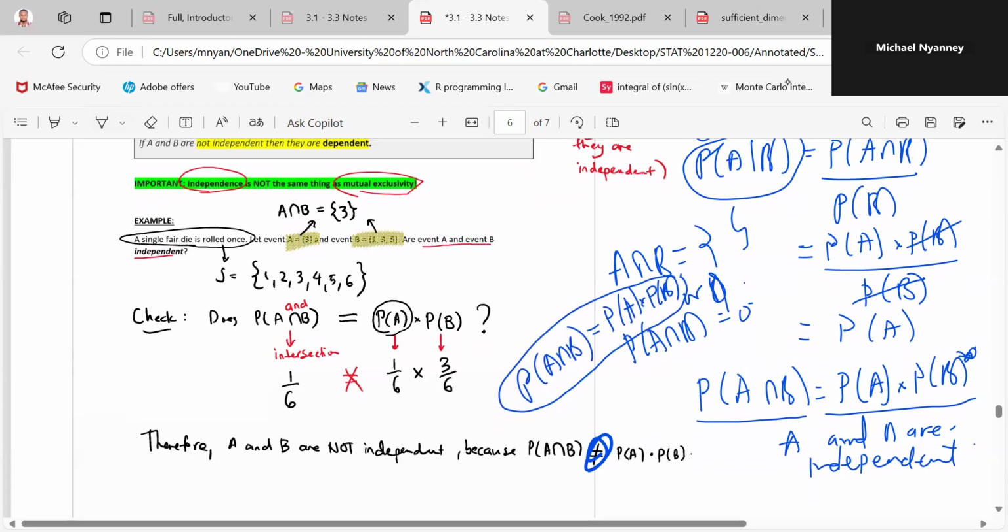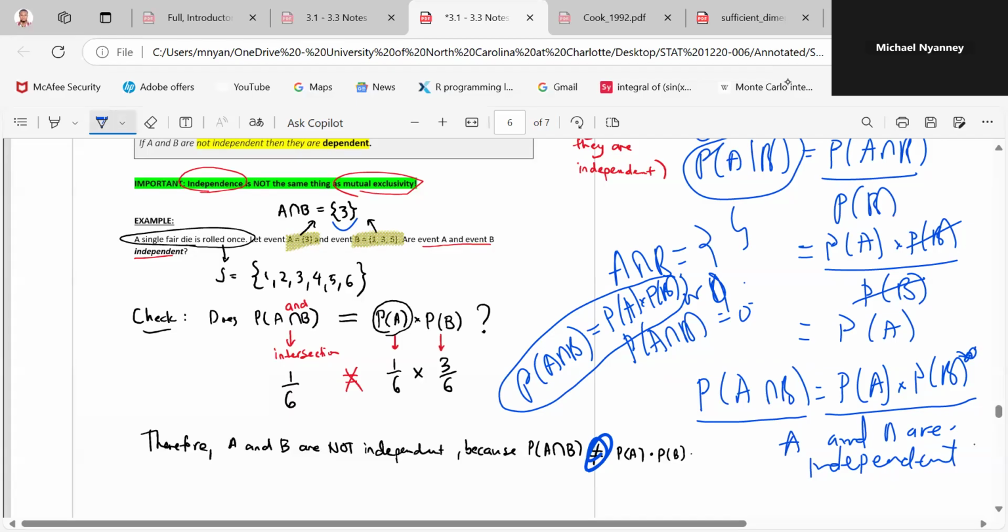So we have a single fair die rolled once. Let A be 3 and B be 1, 3, 5. Are events A and B independent? So what are you to check? First of all, we have to find their intersection and find the probability of their intersection. Then we find the probability of A, find the probability of B, multiply them together, then we compare. So realize that A intersection B gives us 3, and the probability of 3 is 1 over 6, because each element in the sample space is equally likely to occur.